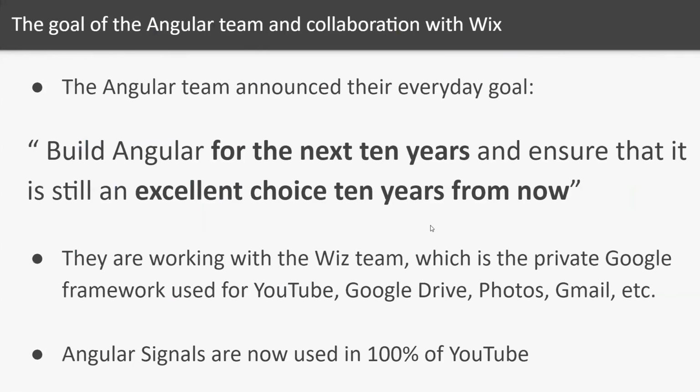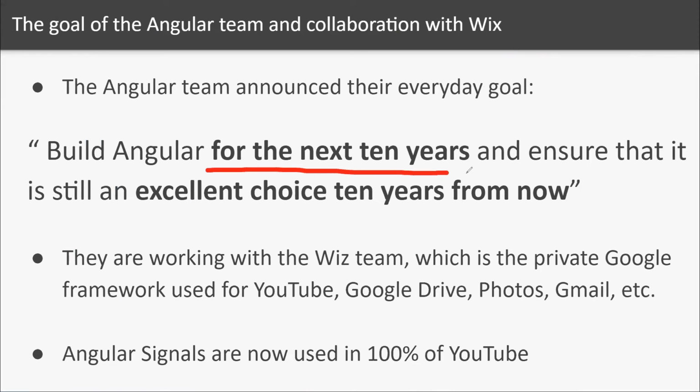And the goal really from the Angular team, and that's important to emphasize, right? What they told us is that their goal is to build Angular for the next 10 years and ensure that it is still an excellent choice 10 years from now. That's basically their mission, right? That's how they see Angular internally at Google. And a big part of what's going on now with Angular is that the team is working closely with the Wiz team internally at Google.